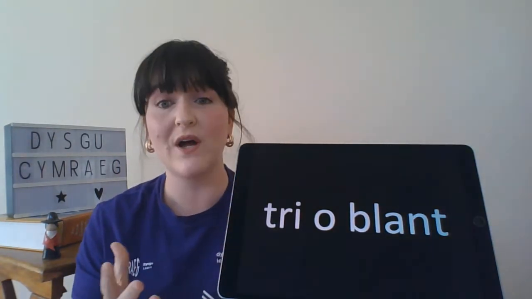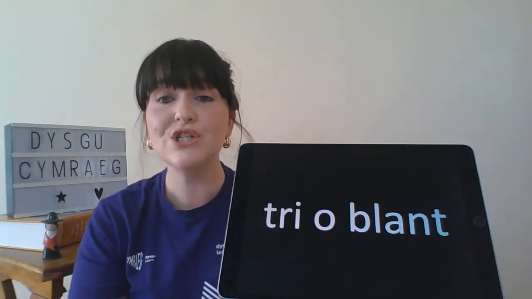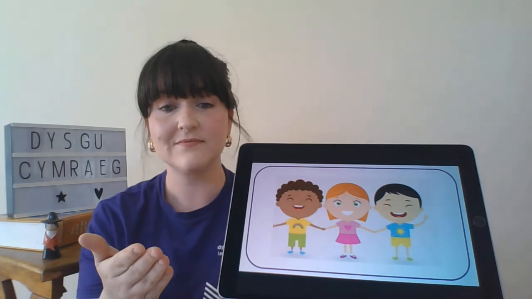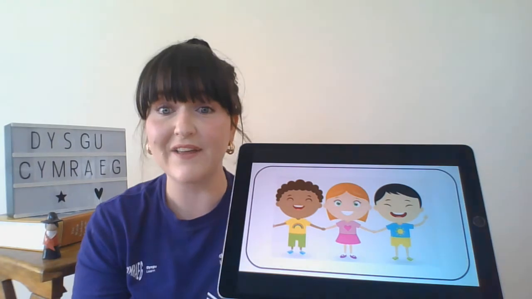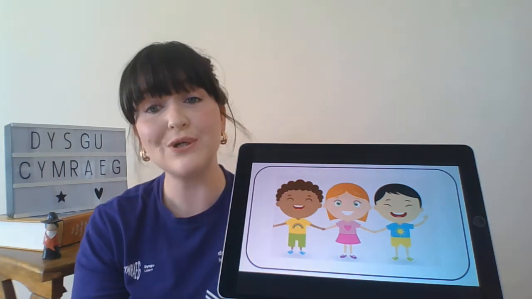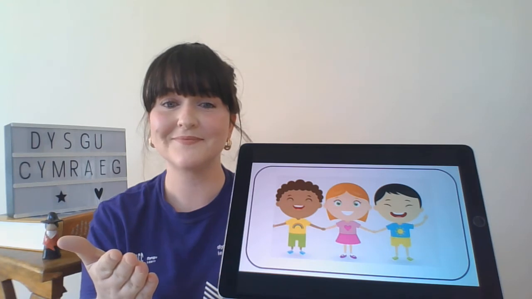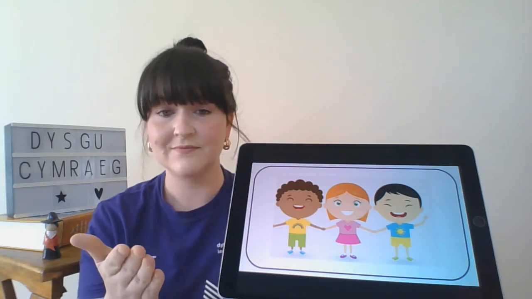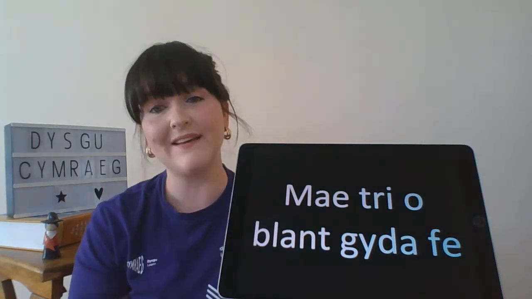So everything past one follows this pattern. The number, o, and then the word children. Tri o blant. Mae tri o blant gyda fe. He has three children. Mae tri o blant gyda fe.